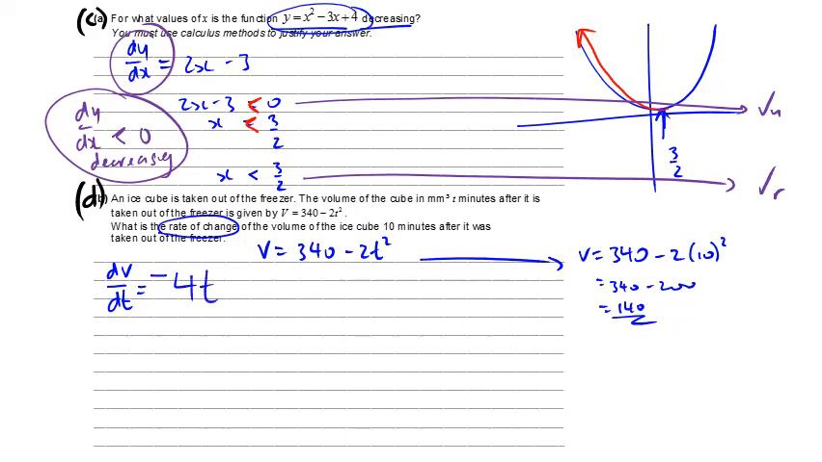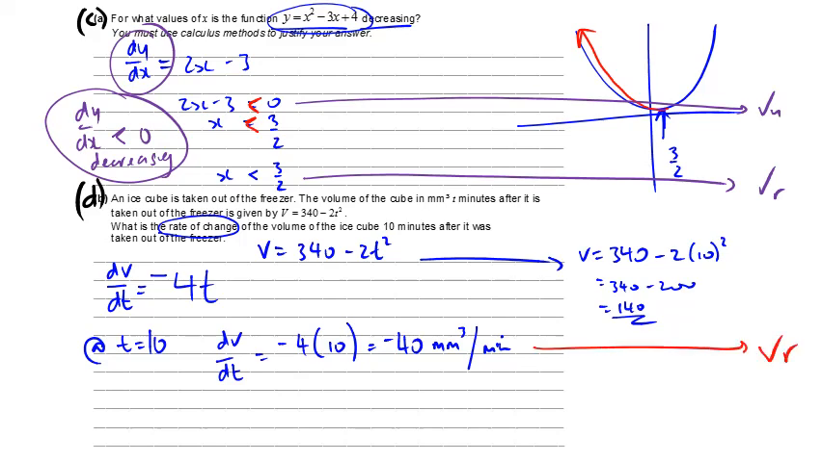I lost count at how many people didn't put the negative there. Okay, because then at t is 10, dV by dt is negative 4 lots of 10, which is negative 40 millimeters cubed per minute. Okay, and like seriously, that there was your merit tick. This part here was your achieved tick.